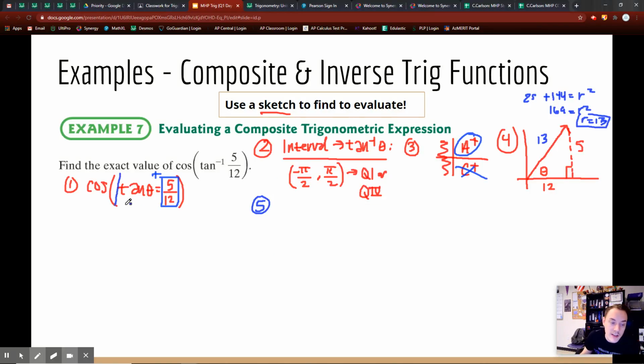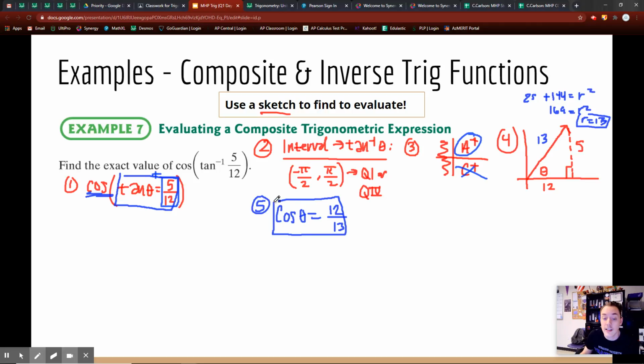Now that I know what this is, now it's really easy. I can kind of sort of bypass all that and just go straight for the cosine. So now, what is cosine of theta? Given all of this, well, adjacent over hypotenuse, baby. So 12 all over 13. That is my final answer.